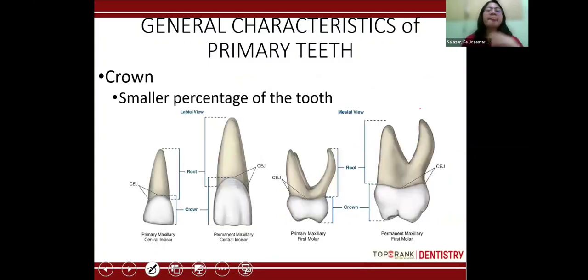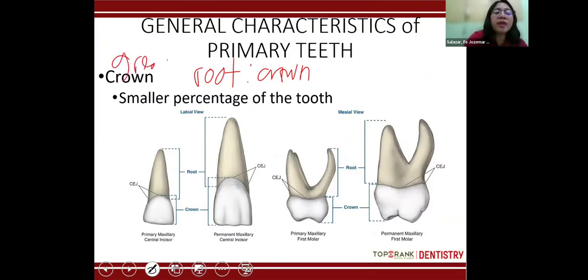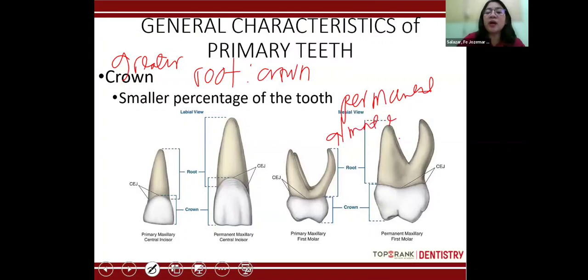Ito, di ba? Very thin. The crown is a smaller percentage of the tooth. They have very short crowns. Okay? Kaya if you compare, or if you get the ratio between the root and the crown, you have a greater root to crown ratio on primary. Kasi pag permanent, almost equal. Okay? Almost equal root to crown ratio. Pero sa primary, you have a greater root to crown ratio. Kasi nga very short yung kanilang crowns.